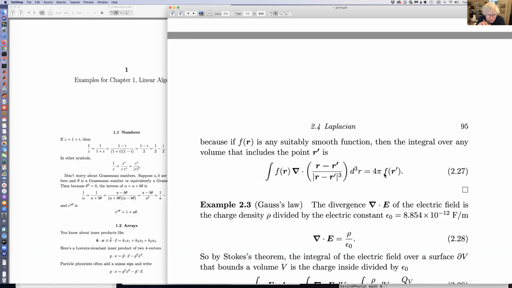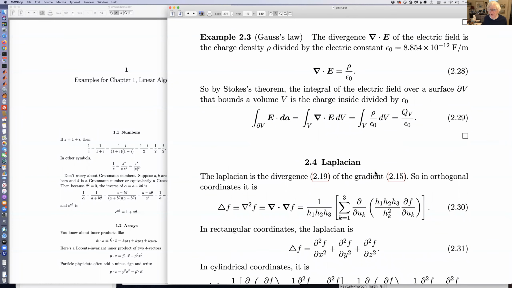As I said a moment ago, the Dirac delta function was, I guess, the first example of something called a functional. And a functional is a map from functions to numbers. So a function is, of course, a map from numbers to numbers. A functional is a map from functions to numbers. And this delta function maps the function f to its value at r prime times 4 pi.